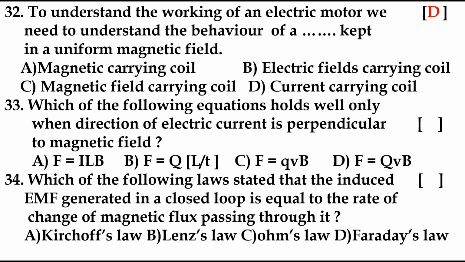Current carrying coil. 33. Which of the following equations holds well only when direction of electric current is perpendicular to the magnetic field? A. F is equal to ILB. B. F is equal to Q L by T. C. F is equal to QVB. D. F is equal to capital Q small b capital B. Answer is option A. F is equal to ILB.